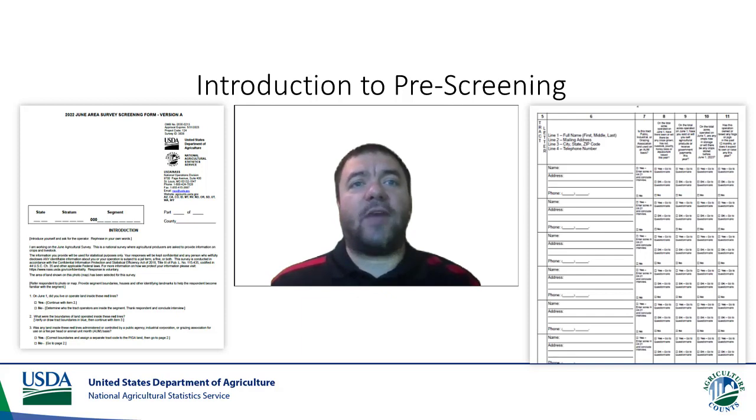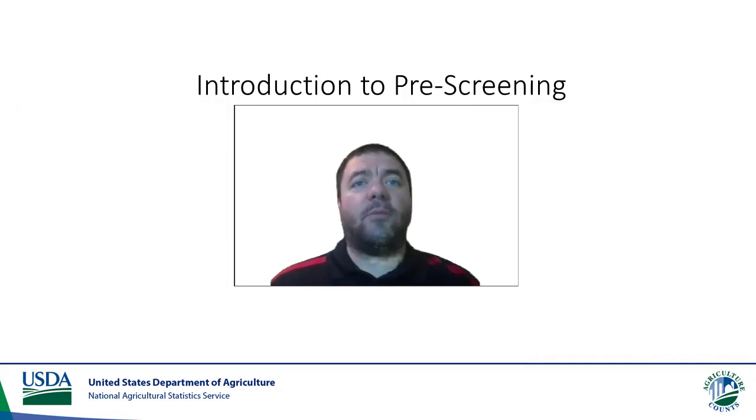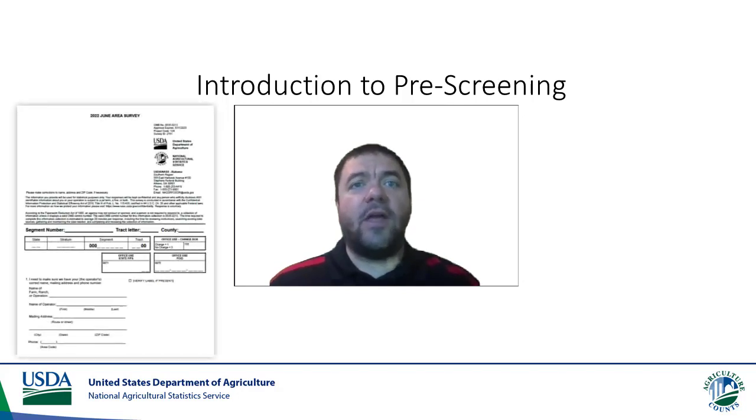Previously enumerated segments will have tracked operators pre-printed on the screening form. The screening form also determines if a tracked operator qualifies for an area ag tract questionnaire. This ensures that all farms are screened properly and have a complete ag tract questionnaire when needed.